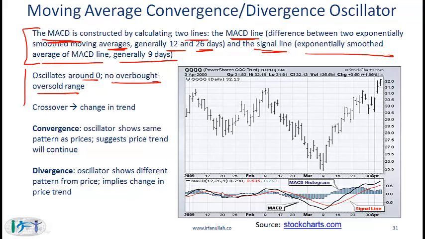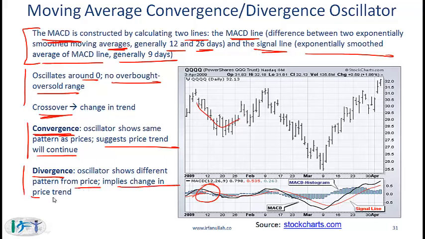But since we have two lines, there is the concept of crossover. So when you have these two lines and they cross over, then that suggests a change in trend. So you have a crossover here and we have a downtrend then moving towards an uptrend. We need to know the concept of convergence and divergence. Convergence is when the oscillator shows the same pattern as prices. This suggests that a price trend will continue. With divergence, the oscillator shows a different pattern from the price of the security. This implies a change in the price trend.